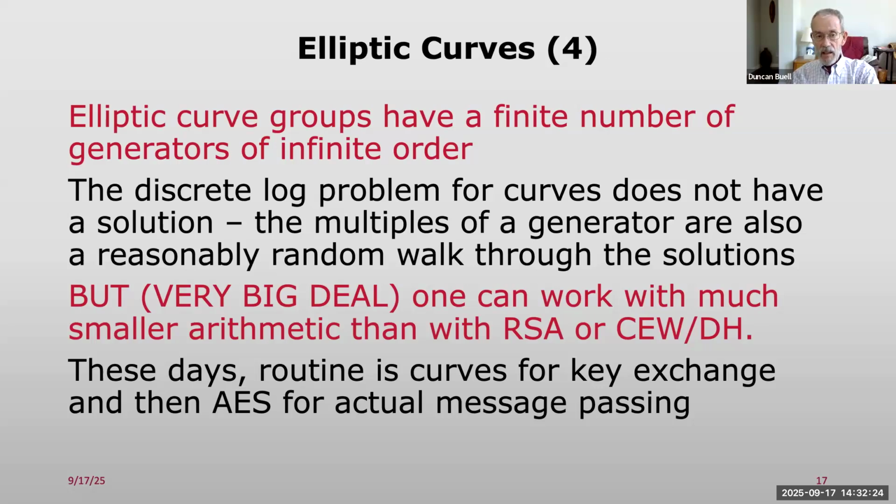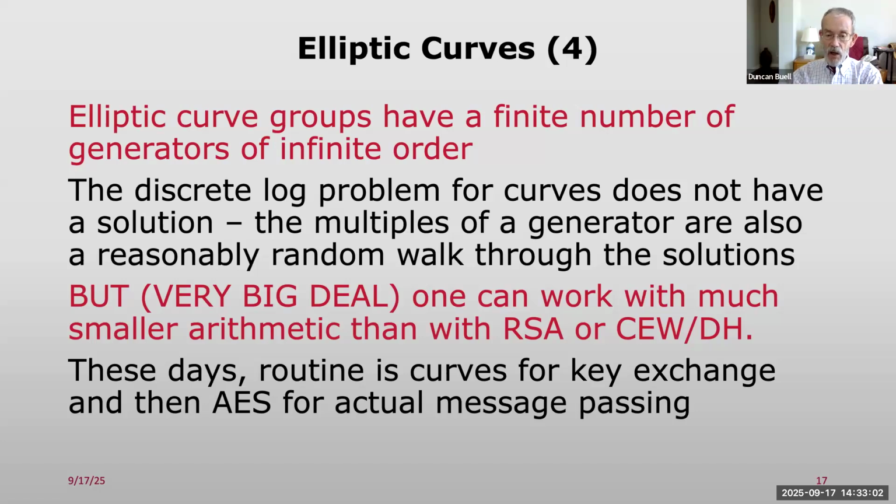Elliptic curves have a finite number of generators of infinite order, and you can actually write down fairly strict constraints on what points of finite order in the group are going to be. And there usually are not many points of finite order. Now, just as with powers modulo primes, if you take a generator and take multiples of a generator, that's a reasonably random walk through the solution.